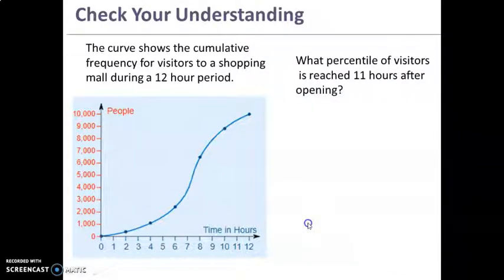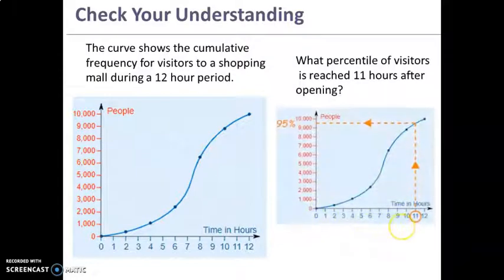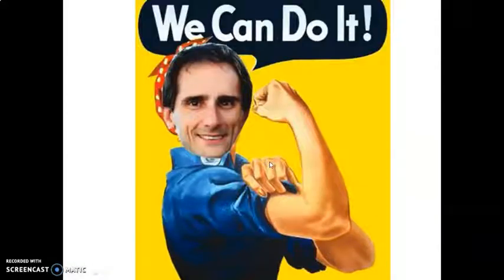What percentile of visitors is reached 11 hours after opening? So now you're going from hours. Okay, go up from 11 hours, go across to there, and it tells you we're at about 9,500, which means the 95th percentile in this data set of 10,000. Great job, you can do it.